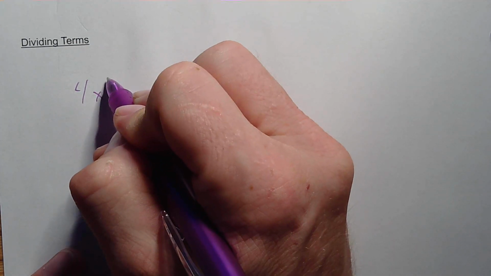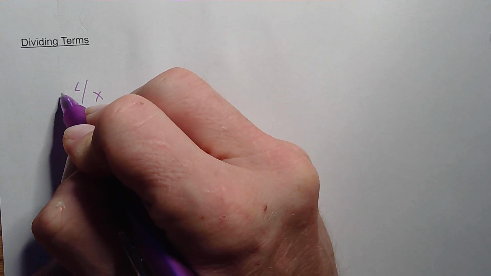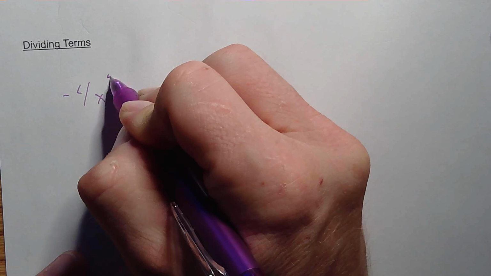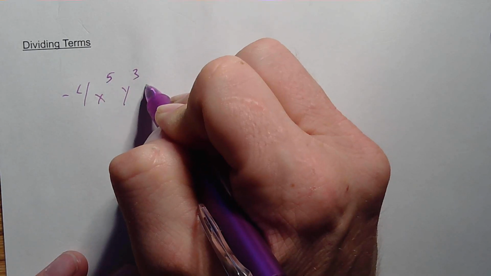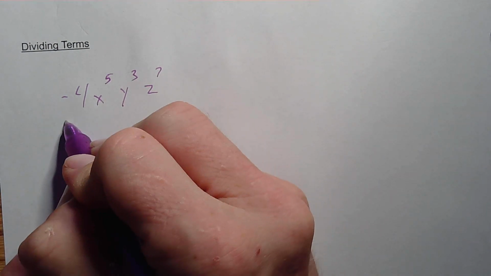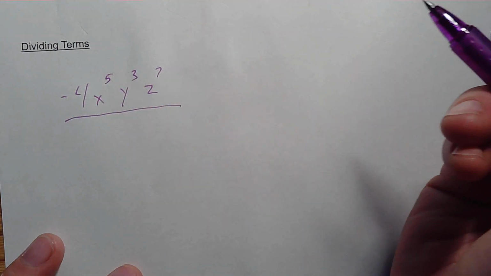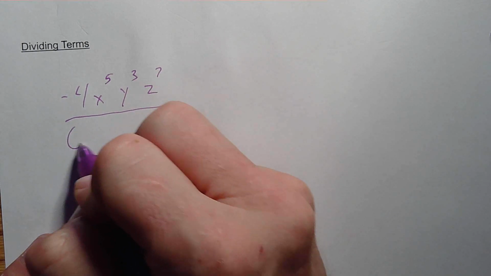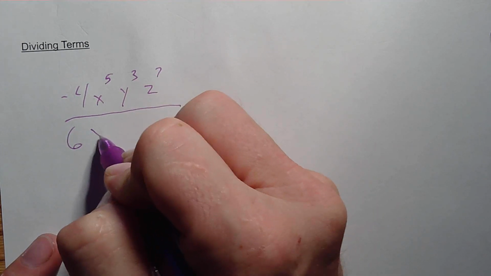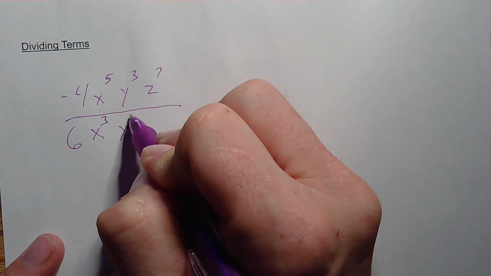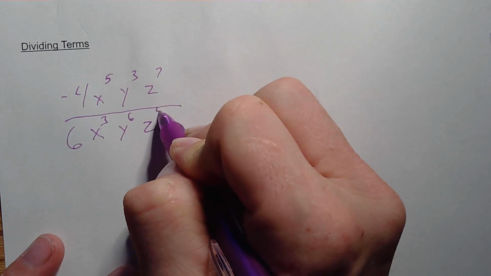Now dividing terms. It's very similar. Okay, say I have something like, it's purple again, let's say negative 4x to the 5th, y to the 3rd, z to the 7th, divided by 6x to the 3rd, y to the 6th, z to the 4th.